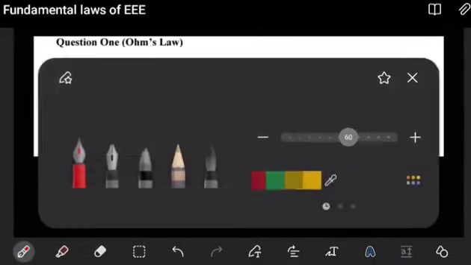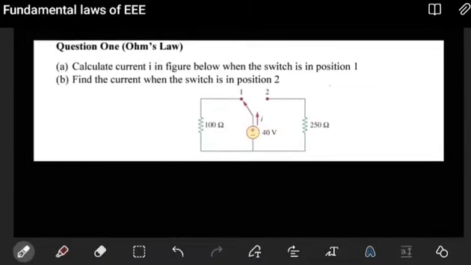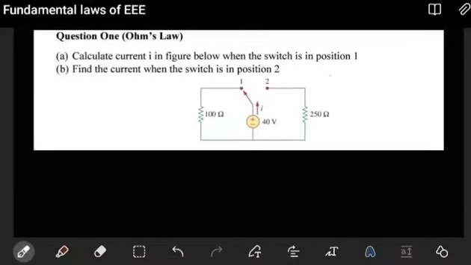Hi guys, in this video we're going to start looking at the fundamental laws of electricity or circuits, and here we have one question coming from an assignment. Let's see how you were supposed to answer this. So this is just basic concepts, so let's see how you approach them.